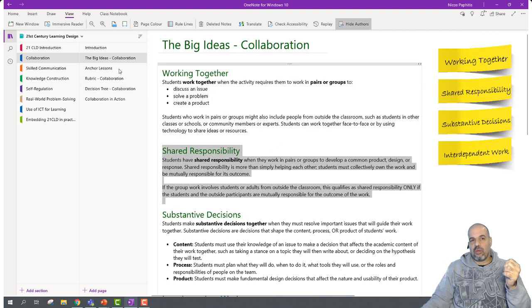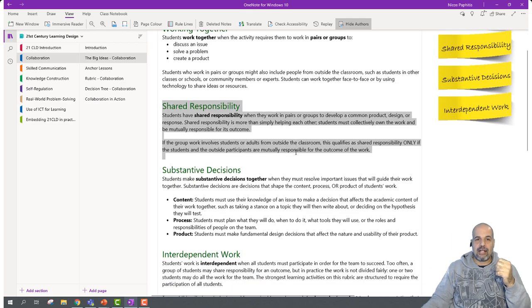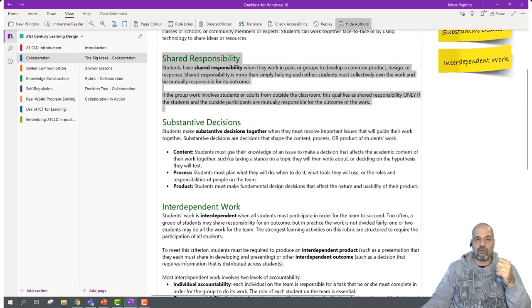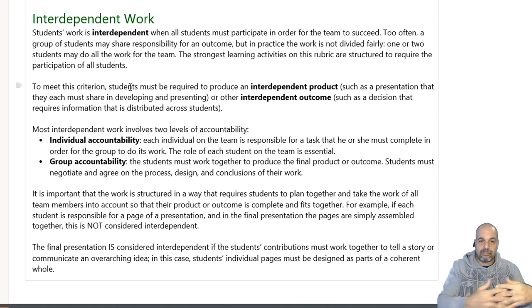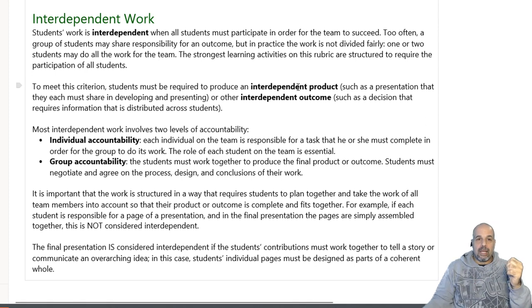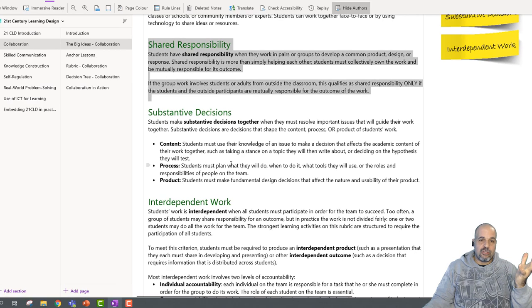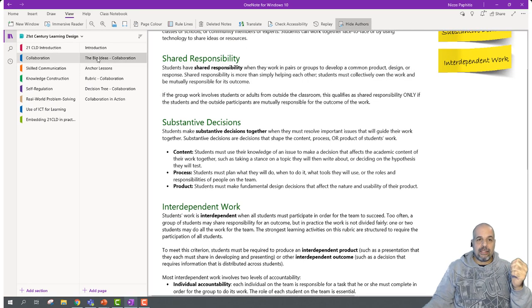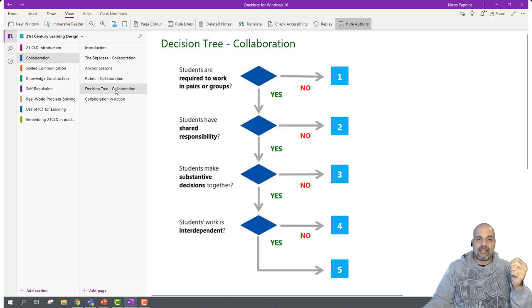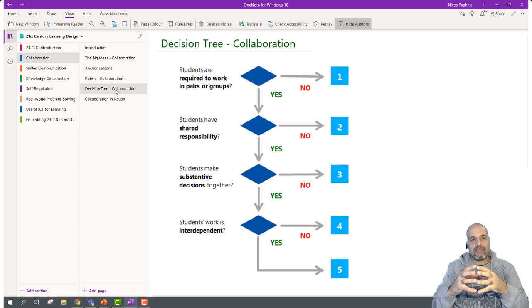And this is why I say I work backwards. I start from the tree, I have a look at it, understand, and now you can see the big ideas actually goes over each one of the levels of the rubric, giving you a clear understanding of when interdependent work is actually met and when it is not. And then you've got substantive decisions here, shared responsibility, and so on and so forth. So the big ideas and the tree is essentially the key of the MCE exam.